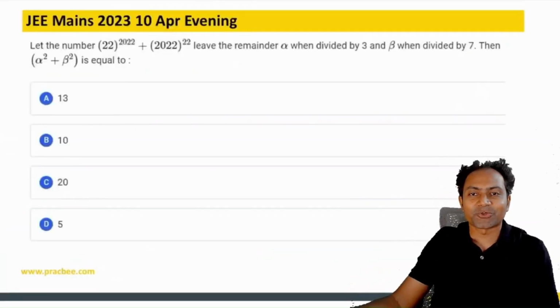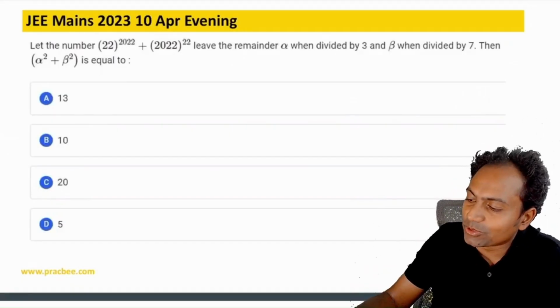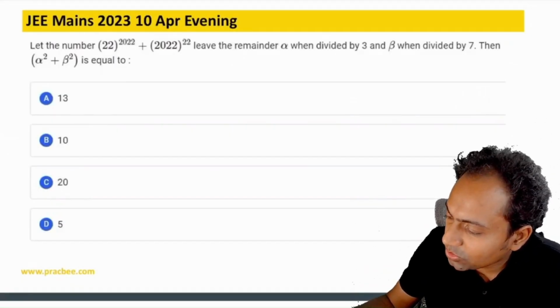Now if I move on to this next question, it is very interesting because again we get to use the properties. What they're saying is, first you find the remainder after dividing by 3, that is nothing but alpha.